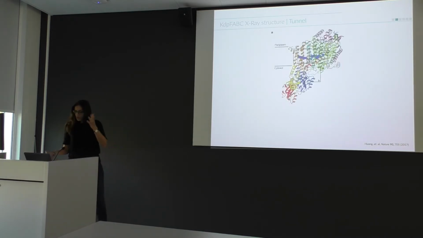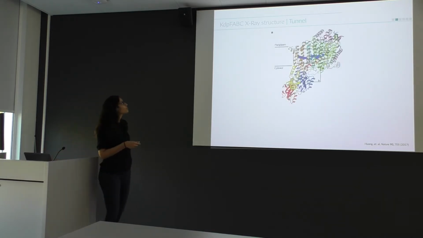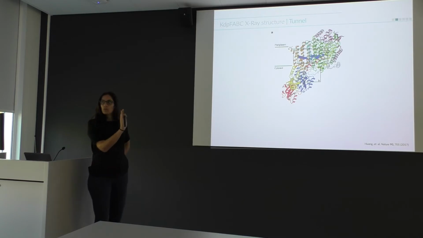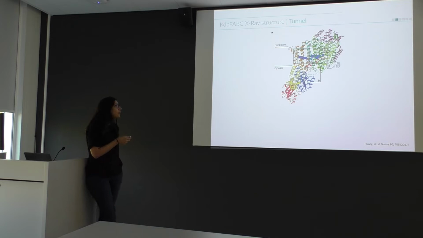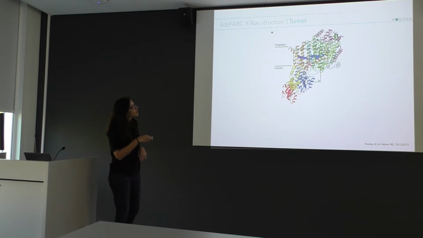So what did the authors learn or propose by looking at the structure? First of all, so there will always be the same color code: this is the p-type ATPase subunit, and in green is the channel subunit. This is the most important thing you always have to keep in mind. What they found is, looking at the structure, they realized there's actually a tunnel, an empty space that spans from KdpA, so from the channel-like subunit, down to the p-type ATPase subunit.